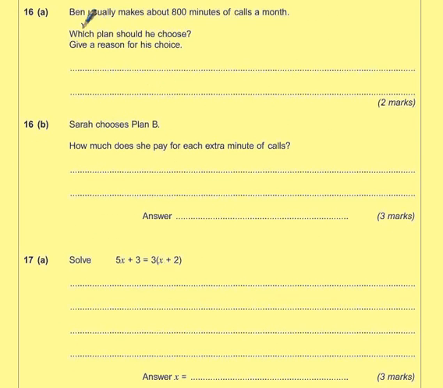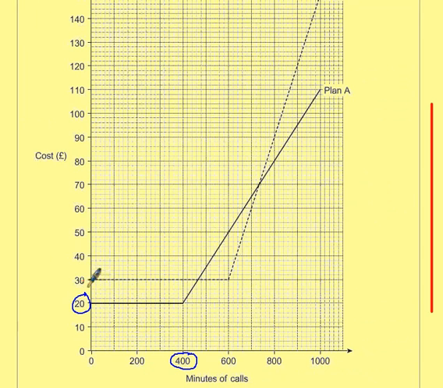So Part A asks us, Ben usually makes about 800 minutes of calls a month. Which plan should he choose? Give a reason for his choice. If we look at Plan B, we can see that Plan B is £30 per month monthly charge, and they get 600 minutes of free calls. Now, Ben makes about 800 minutes of calls a month.